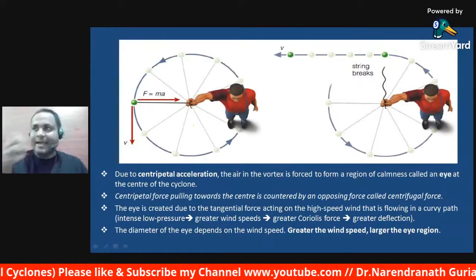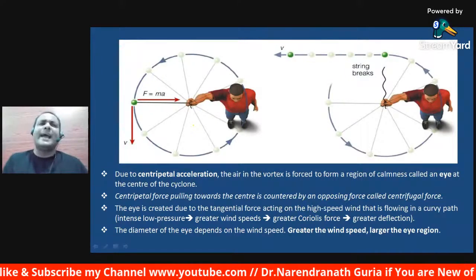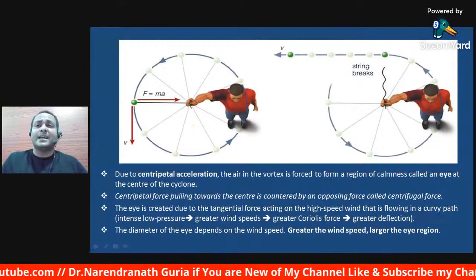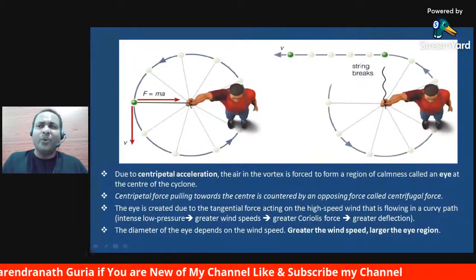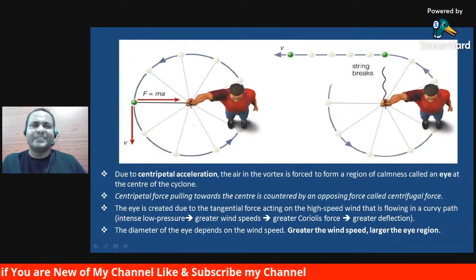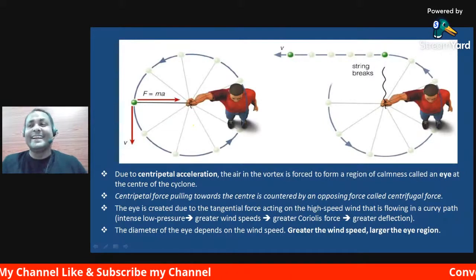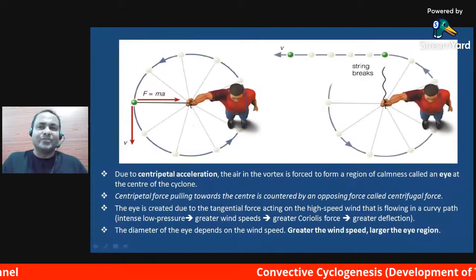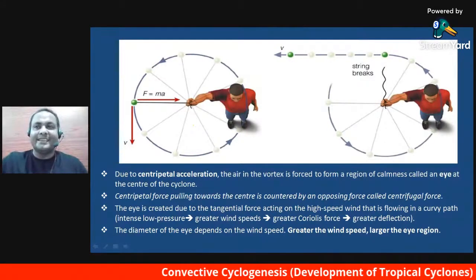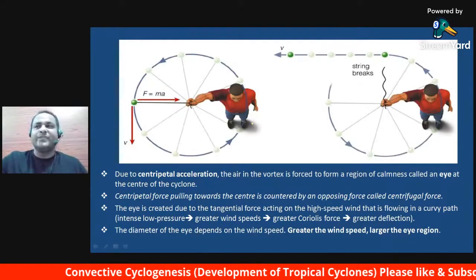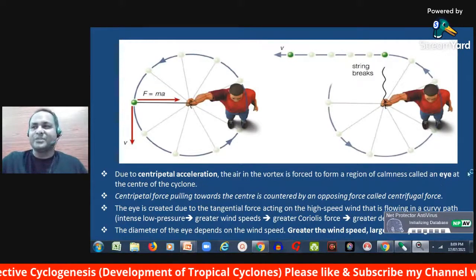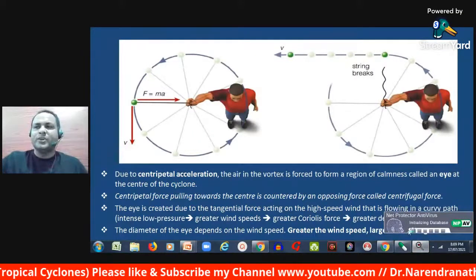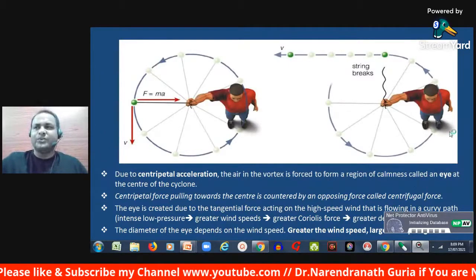Basically I also explain the eye at the center of the cyclone. The centripetal force pulling towards the center is countered by an opposing force called the centrifugal force. Sometimes there is a question on this in NTA NET. The centripetal force pulling towards the center is countered by the opposing force called the centrifugal force.